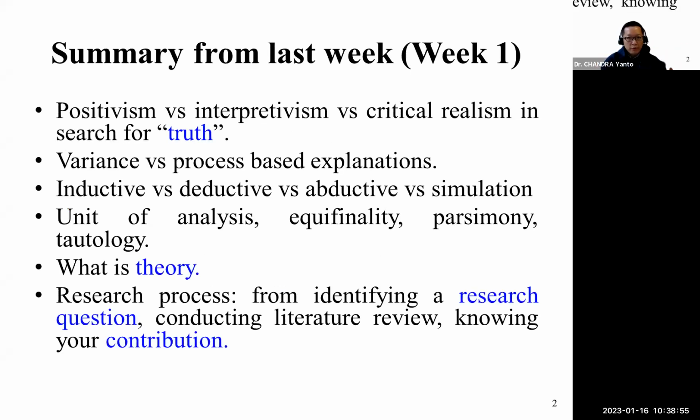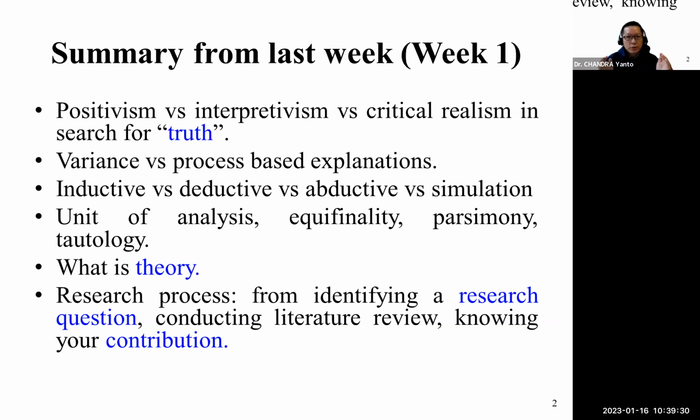If you remember from last week, we talked about different ways that we can approach truth through different philosophical perspectives and different types of processes, variance or process approaches to get closer to truth, and different kinds of research traditions such as inductive versus deductive, and different issues in research such as unit of analysis, equifinality, parsimony, tautology. And then we talked about theory. We talked a lot about theory, and we also talked about the research process.